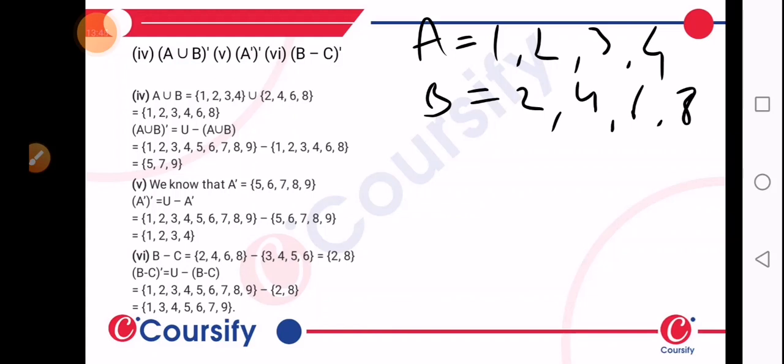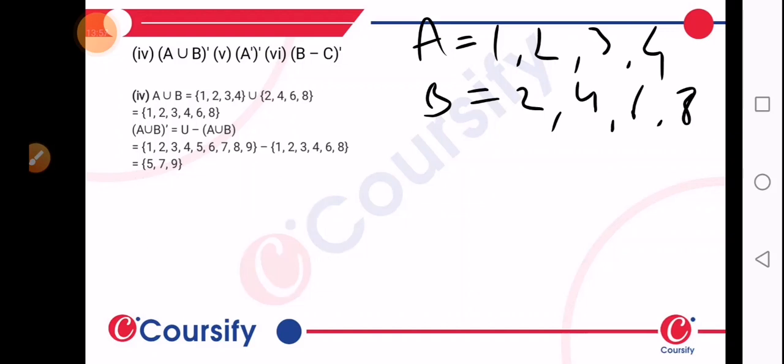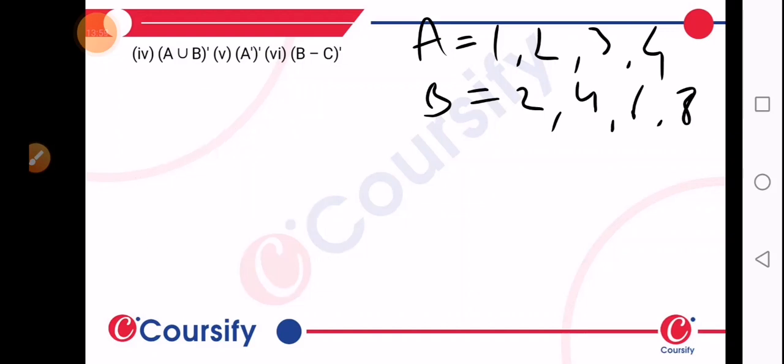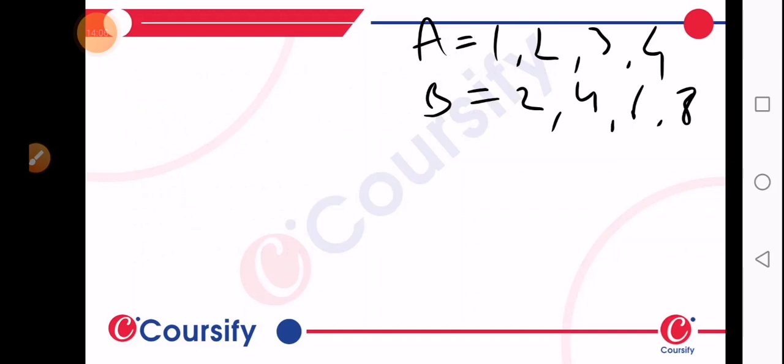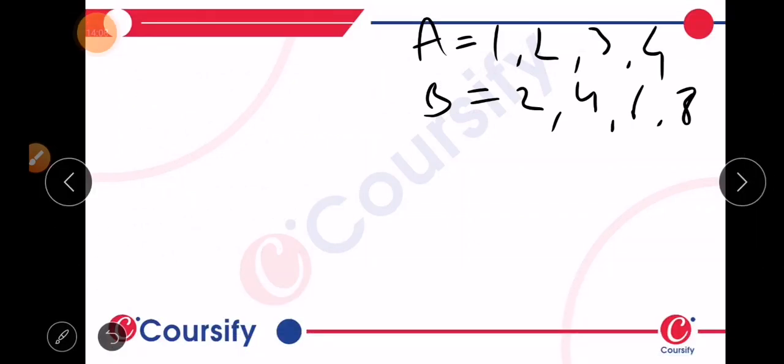B minus C. Set B minus C complement. B minus C, the whole complement. Now, what is set C? What do we have in set C? We have 3, 4, 5 and 6. So let's write that down. 3, 4, 5 and 6.